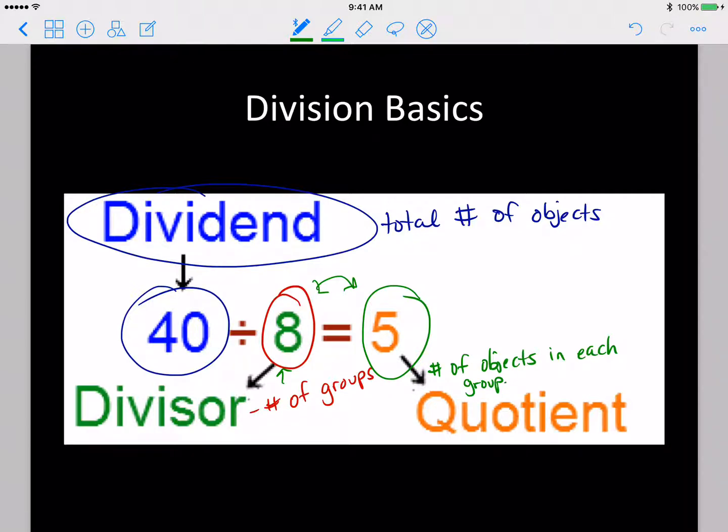And then you have the quotient, which is the answer to a division problem, and also it is the number of objects in each group. So if you see a problem that says find the quotient, you know that's going to be a division problem. So find the product is going to be a multiplication problem. Find the quotient is going to be a division problem.